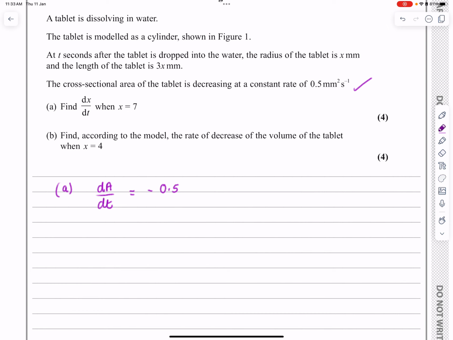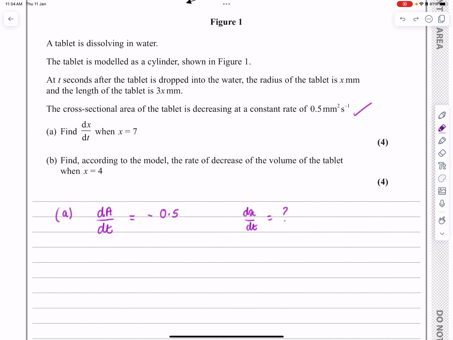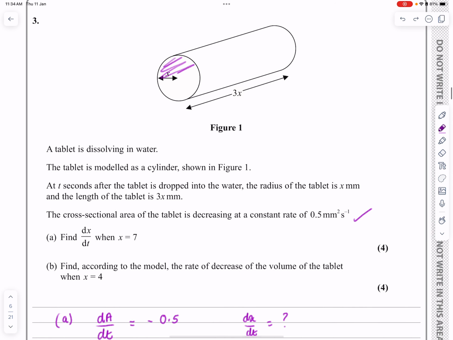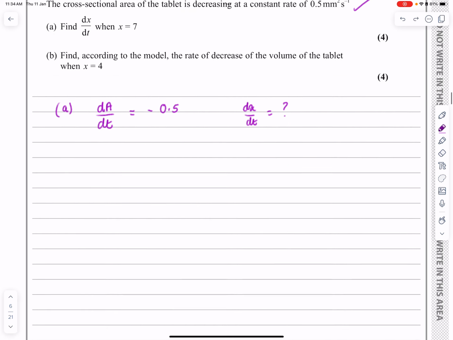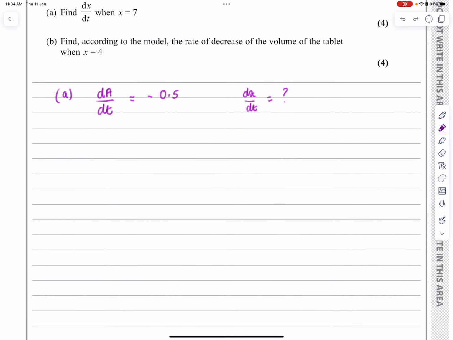Then they ask me to find dx by dt, when x equals 7. If dx by dt is what I'm looking for, hopefully we can see, looking at the letters here, we've got dt, dt, dx, dA. It should be really obvious that I need dA by dx to be able to progress with this question. That's going to be nice and easy because I can see in the question that the cross-section is a circle. So we're simply going to start off with the formula A equals pi x squared.